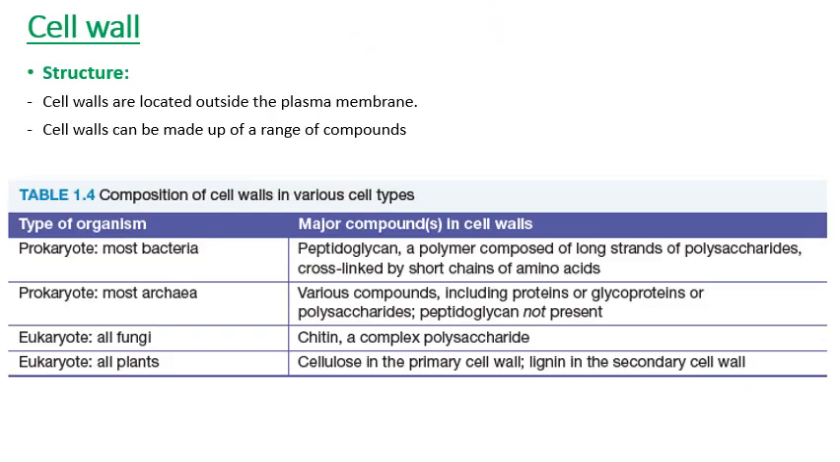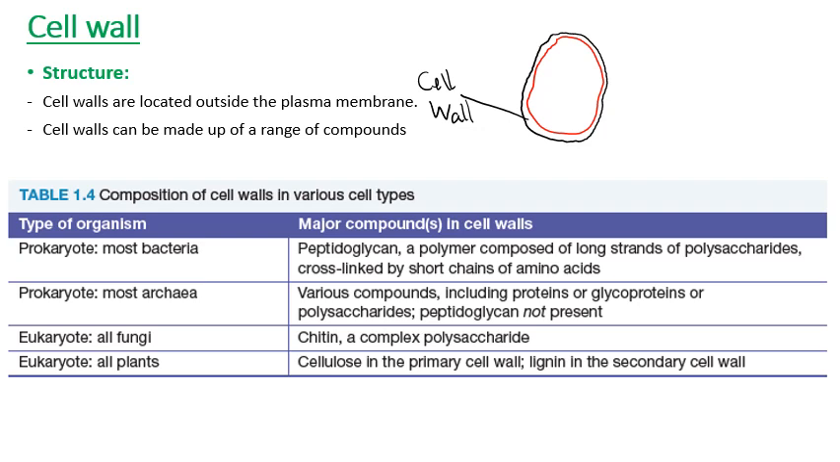Cell wall is next. The structure of a cell wall: it's located outside the cell membrane, and it's a thick layer on the outside. So if we draw a typical cell, we've got the cell membrane, and then if it's a plant cell or a fungus, it's going to have a thick layer around the outside, and that part on the inside is the cell wall. And its job, just like a wall, is to give strength to the cell.